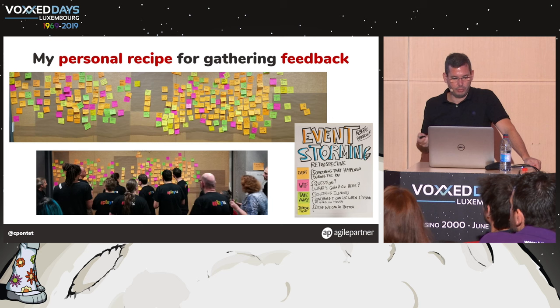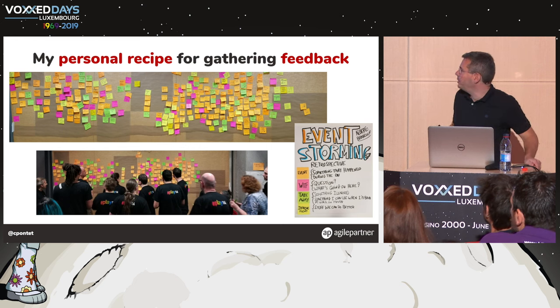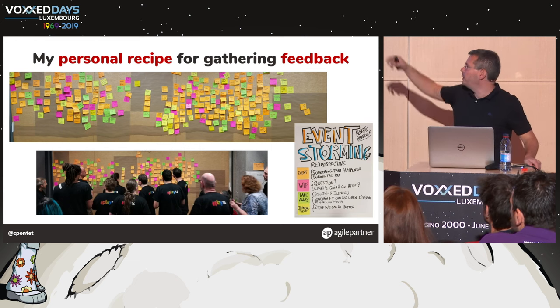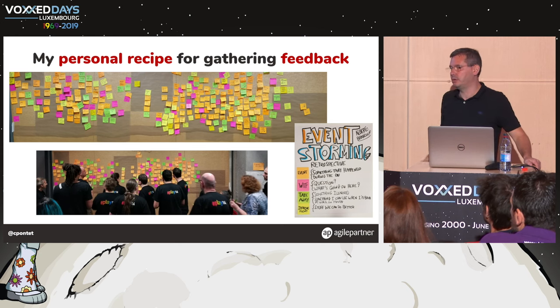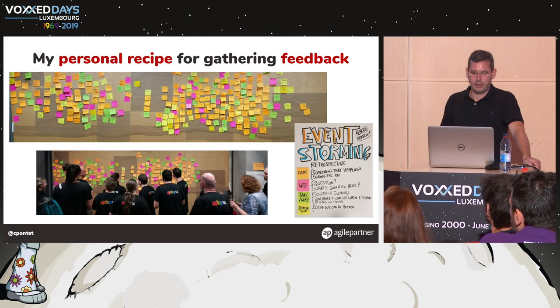I will probably be writing in this book my personal recipe, which is using EventStorming to gather feedback. This is what we did at Play 14, and I reused the format with different meaning. We had the events, what happened during the conference. The pink ones were the what-the-fuck moments, what's just happened. The green ones were takeaways, and the yellow ones were improvements that we could make. And it gives you a lot of information.